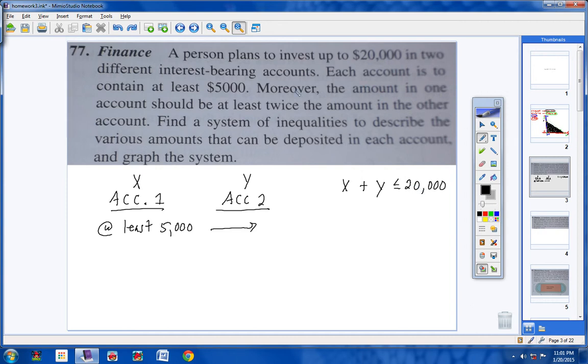Now, each account is to contain at least 5,000, so X has to be greater than or equal to 5,000, and Y has to be greater than or equal to 5,000. It says right here, each account should contain at least $5,000. So the amount in X has to be greater than or equal to 5,000, and the amount in Y has to be greater than or equal to 5,000. Let that sink in for a second.